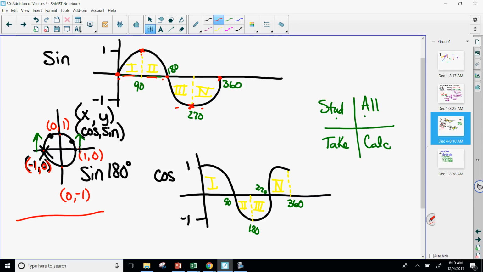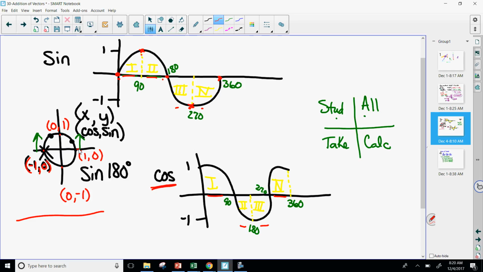Then if you look at the cosine curve, we're looking at the x values in the unit circle. Looking at the cosine graph, where is cosine positive? First and fourth quadrants, because that's where it's above 0. It's negative in the second and third quadrant, because that's where it drops down below.